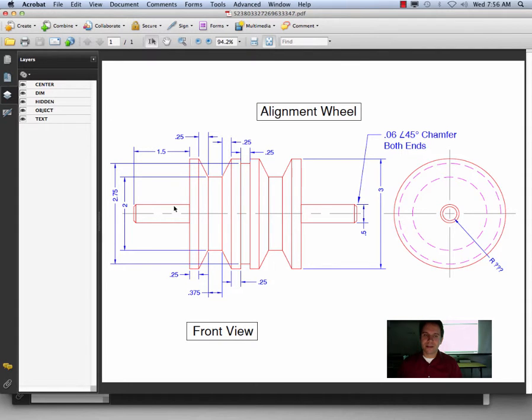And then notice that this entire section here is a duplicate of this section here. So always thinking about drawing with efficiency, you'd draw one and copy it. Okay, any other questions?